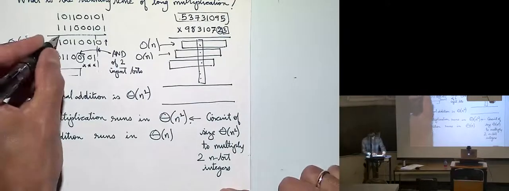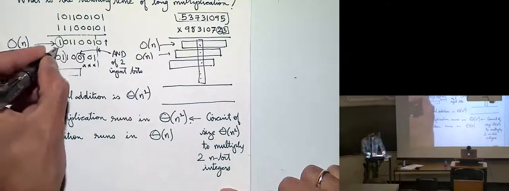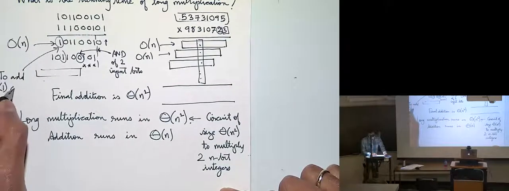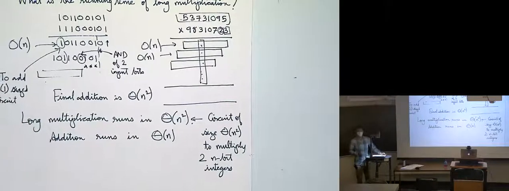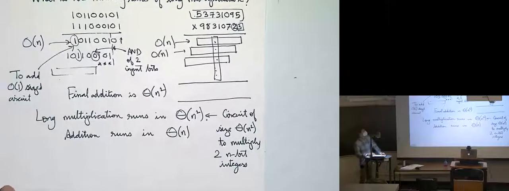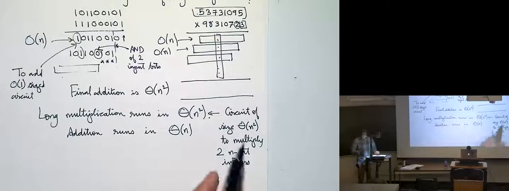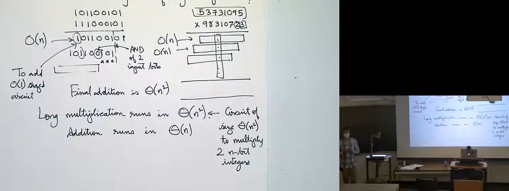So to add 2 bits, there's some O of 1 sized circuit. I can write it in terms of gates. So if you think about what long multiplication does, it actually gives you not just an algorithm, it also gives you a little circuit that you can write down. I hope you understand what I mean by a circuit, right? AND gates, OR gates, NOT gates. Just using AND, OR, and NOT, you can.